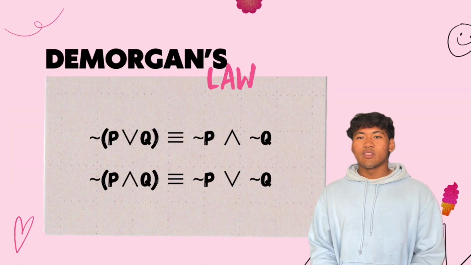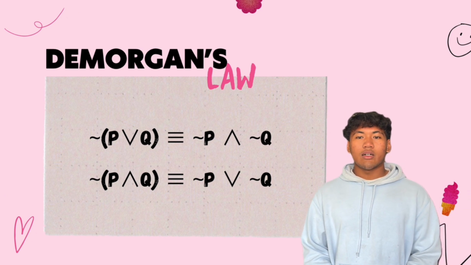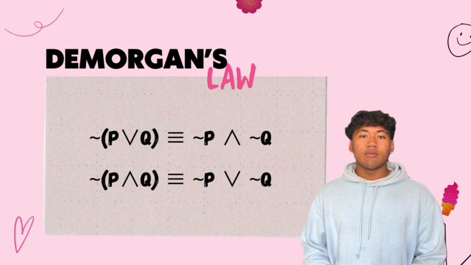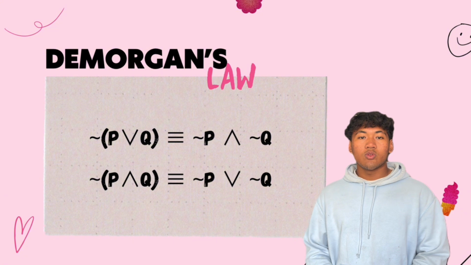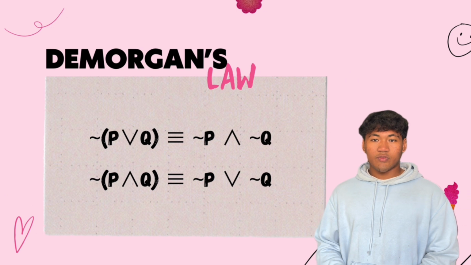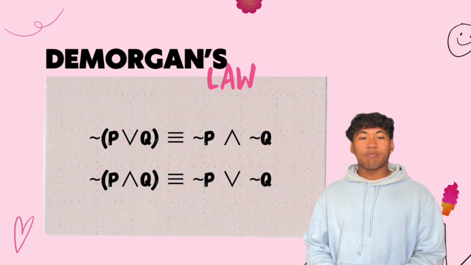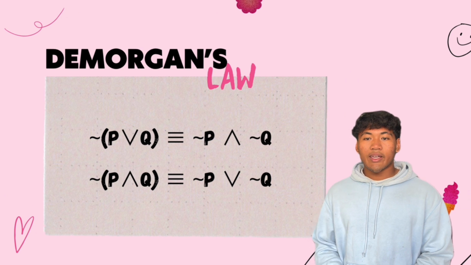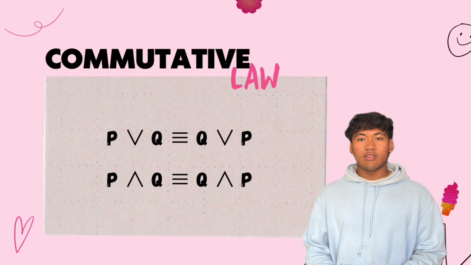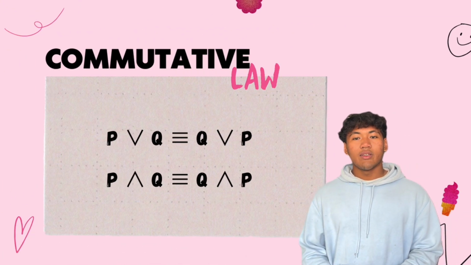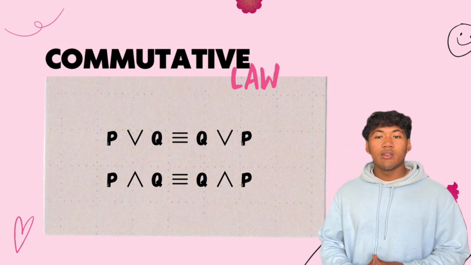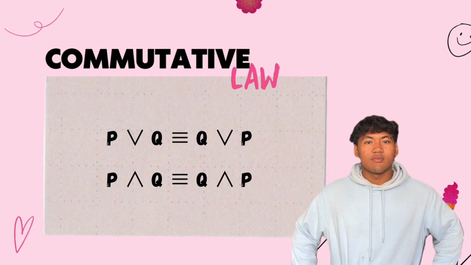Next law, De Morgan's law. In De Morgan's law, we have the negation outside the bracket. Inside the bracket is P or Q, equal to negation P and negation Q. And with the same method, negation outside the bracket of P and Q equals negation P or negation Q. The third law is the commutative law. We start with P or Q equals Q or P. Just change the order. And also P and Q equals Q and P.